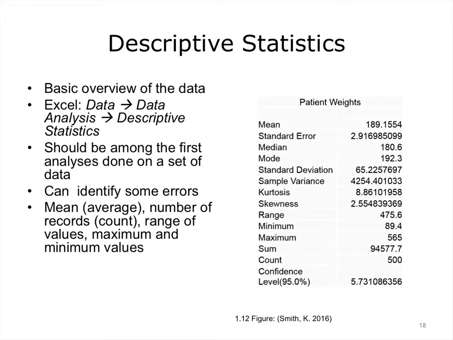Descriptive statistics give basic statistics of numeric data and should be one of the first analyses run on a data set. Descriptive statistics can identify some errors. For example, does the count of the number of records, 500, match what was expected? Do the minimum and maximum values look reasonable for a range of patient weights? Does the mean, the average, look reasonable?